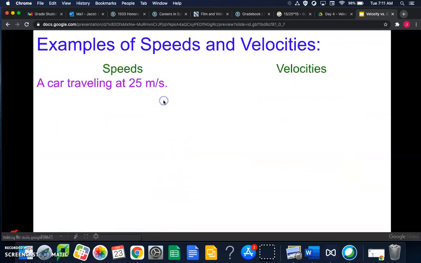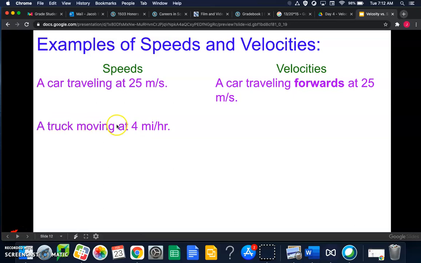So, a car traveling at 25 meters per second, that's a speed. So go ahead and write that example down. A car traveling at 25 meters per second. Velocity, on the other hand, would be a car traveling forwards at 25 meters per second. Forwards is a direction, so this is a velocity because we know A, how fast the car is going, but B, what direction it's going as well. It's moving forwards.